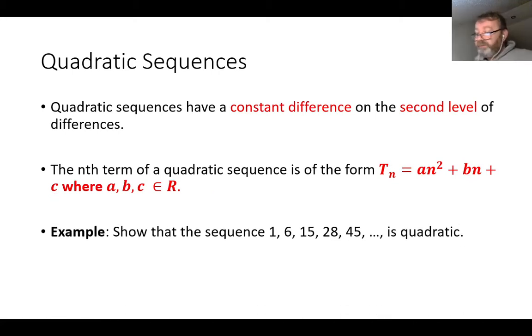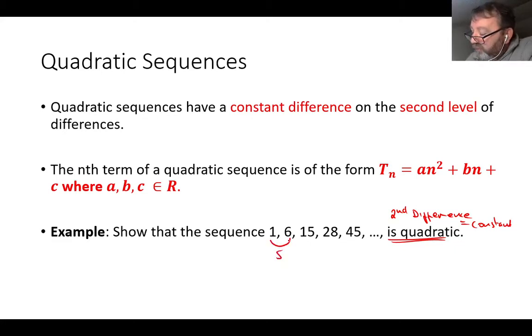Okay, so here's an example. Show that the sequence 1, 6, 15, 28, 45 is quadratic. If we're told to show that it is quadratic, what does that mean? First of all, that the second difference is constant. So let's do that. 1 and 6, 5. The difference between 6 and 15, 9. 15 and 28, 13. 28 and 45 is 17.